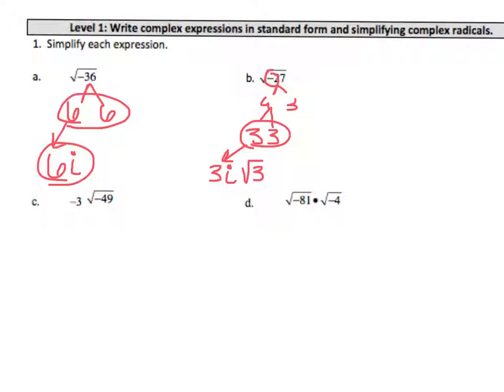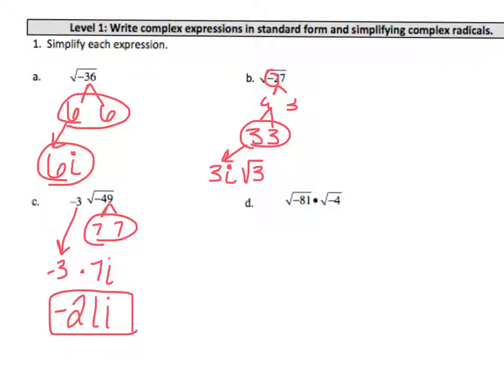Okay, and then in C, I've got the square root of 49, so I know that's going to be 7 and 7. And again, because that 49 is negative, I'm going to take a 7i. That's going to equal a 7i. And then just like before, I'm going to just multiply when I have a number out front. I'm just going to multiply by the negative 3. So this answer is going to be negative 21i.